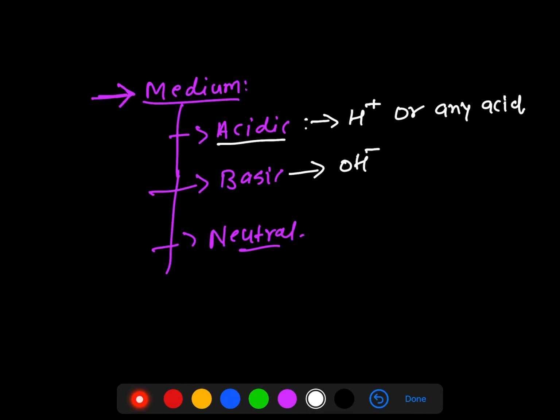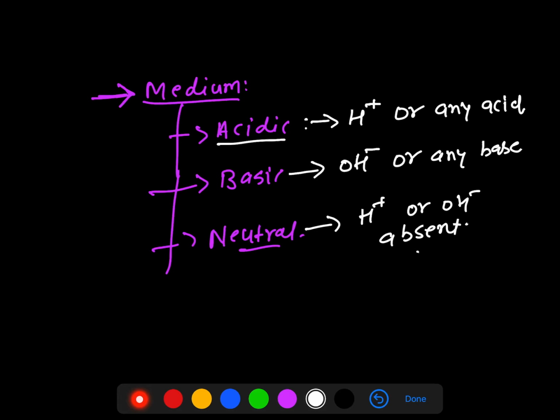In a similar way, the presence of OH minus or any base in the equation represents the basic medium, and in neutral medium you will not find H plus or OH minus, it's absent. You will just find water molecule over there. One more thing, presence of water molecule is mandatory. Why is it mandatory? Because any ionic molecule will split into ions in water only. Next, now let's start our oxidation number method.